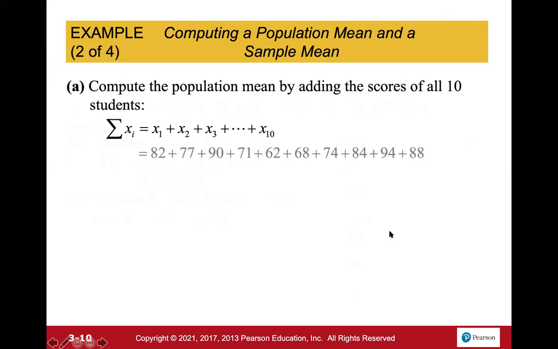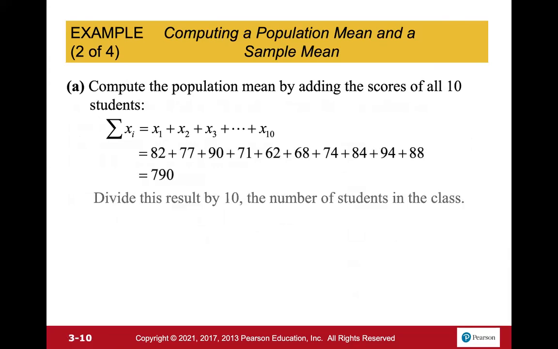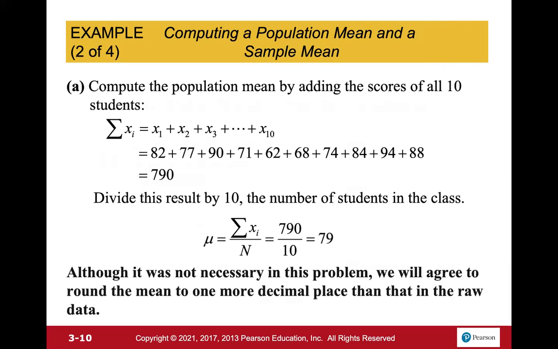All right, so the sum of the first 10 values, they got 790, which is what we got. Dividing this by 10 because we had 10 different values here. And they ended up with the population mean of 79. Although it was not necessary in this problem, we will agree to round the mean to 1 more decimal place than in the raw data.